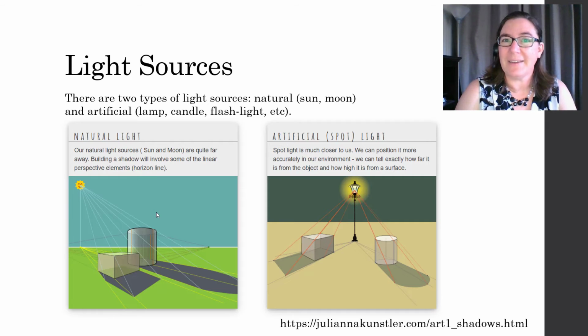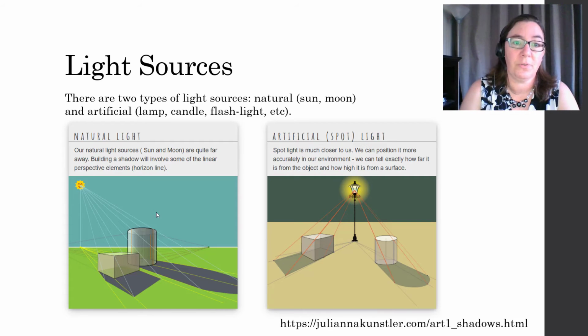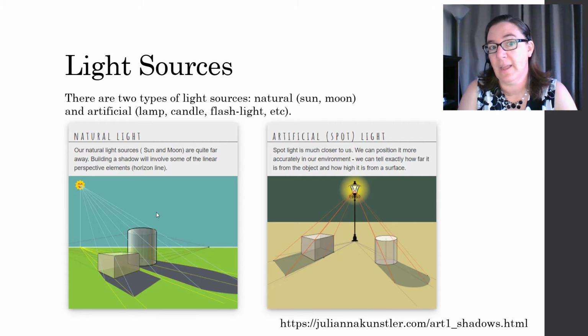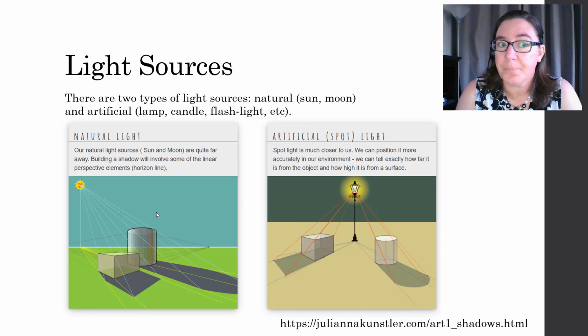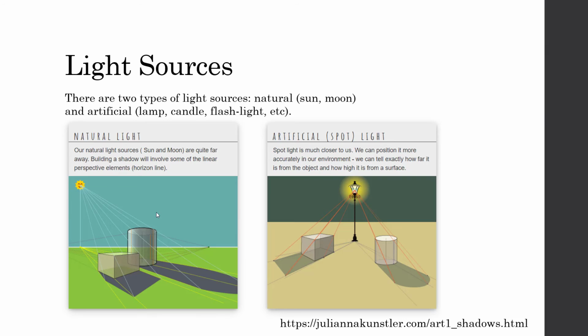Let's talk about light sources. There's 2 typical light sources in an architectural drawing, and one is a natural light source, typically the sun, and the other one is an artificial light source, typically a lamp. All right.